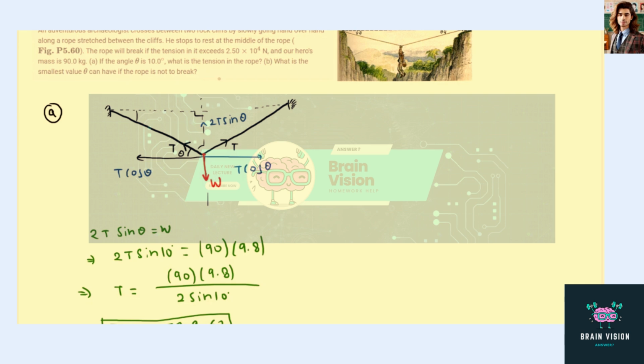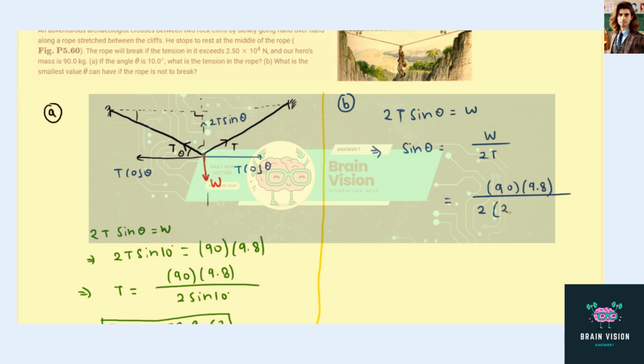Now, in part B, they are asking what is the smallest value of angle so that the rope will not break. So you're going to use the same equation over here as over here. So 2T sine theta is equal to W. The only difference is now we need to find theta such that it will not break. So if it will not break, we are going to replace T by the maximum value. So weight is already 90 times 9.8, and the T is 2.5 times 10 raised to 4, because that is the maximum allowed tension.